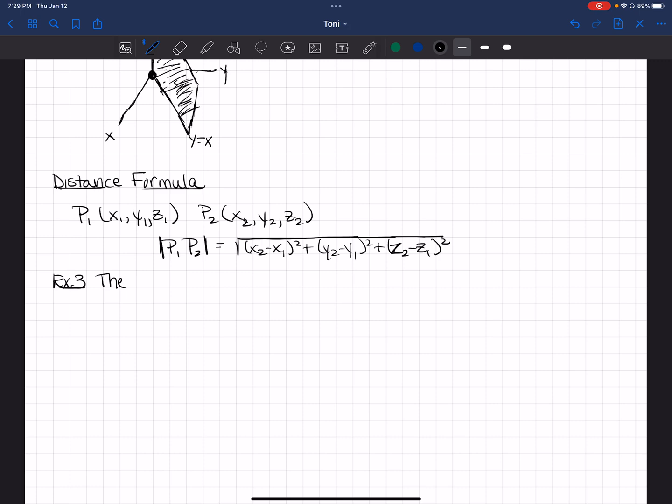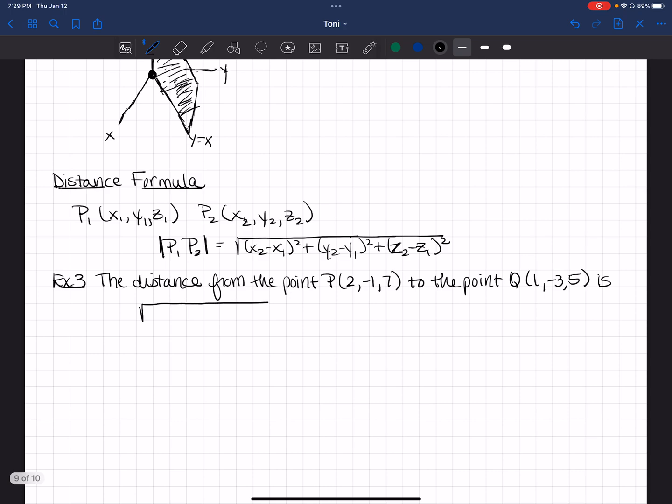We want to find the distance from the point P (negative 1, 7) to the point Q (1, negative 3, 5). Okay?